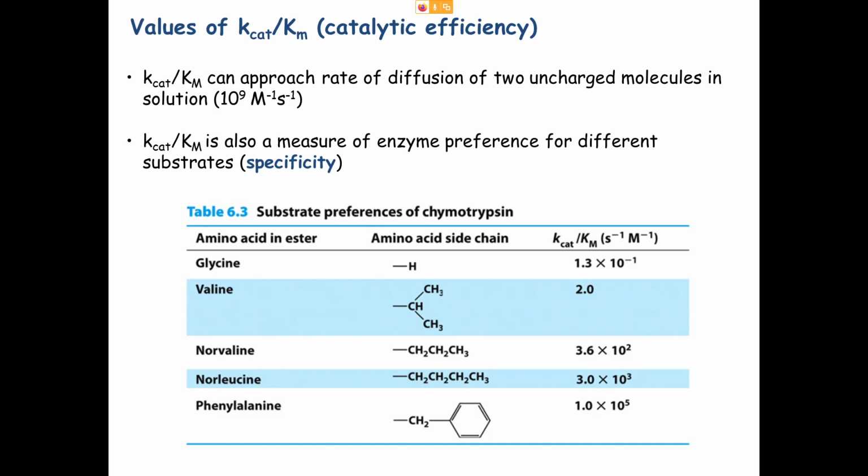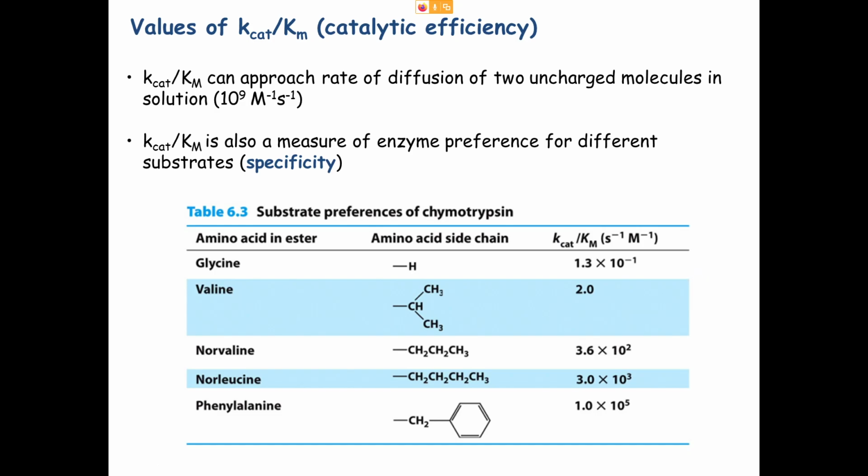What if I take chymotrypsin and I'm trying to find out what does it like to cut? And I give it a peptide bond that occurs after a glycine. Okay, glycine's side chain is just H. And I measure its catalytic efficiency, kcat over Km. I get all the measurements and I get this number, 1.3 times 10 to the minus 1. That's what it is. It's a number.